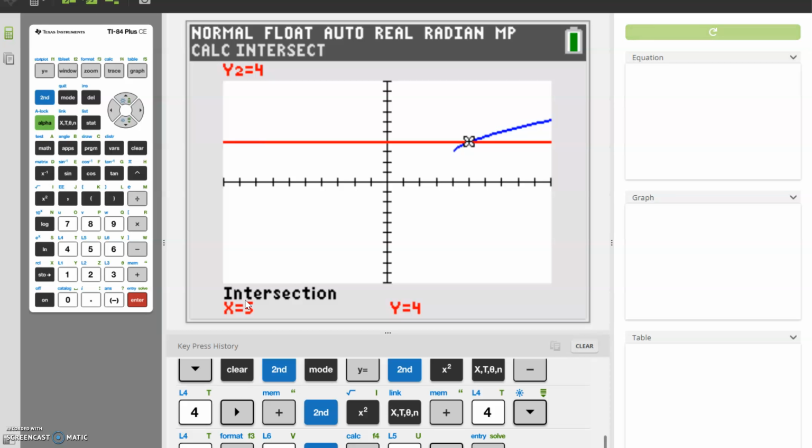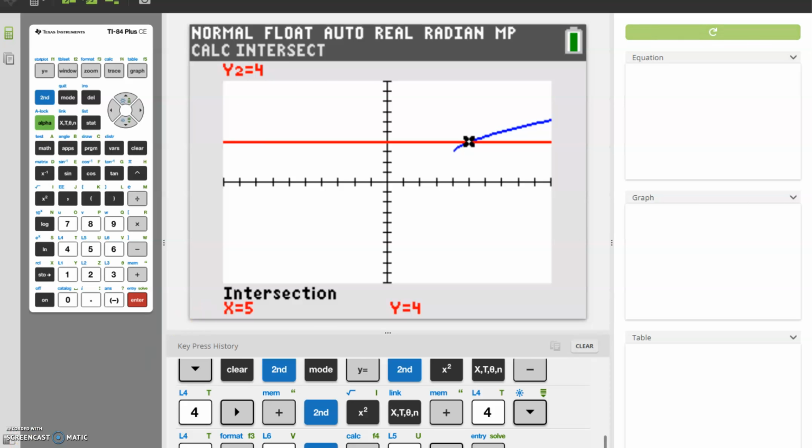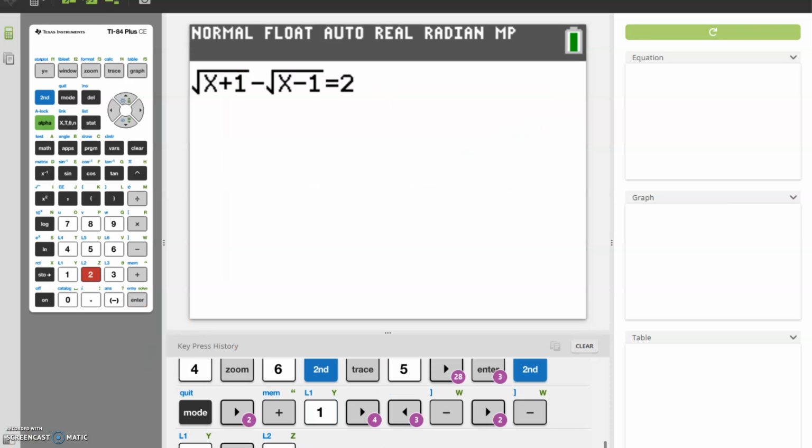The next question might come up: what happens if I'm working on a problem where there is no solution? What would that look like on my screen? Let's investigate that. In order to investigate a situation where there is no solution to an equation, I'm going to borrow one of the you-try problems from the previous video: the square root of x plus 1 minus the square root of x minus 1 is equal to 2. We already know that there isn't a solution available to this equation. So we really just want to know, what is this going to look like if I try to graph this?